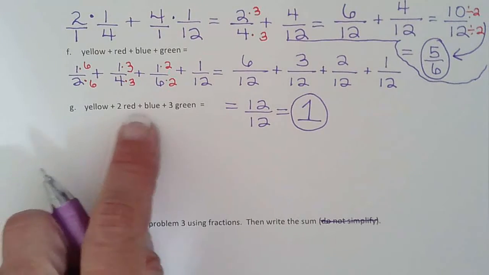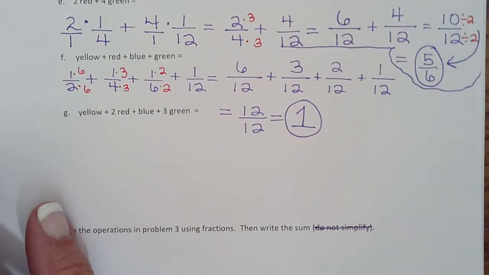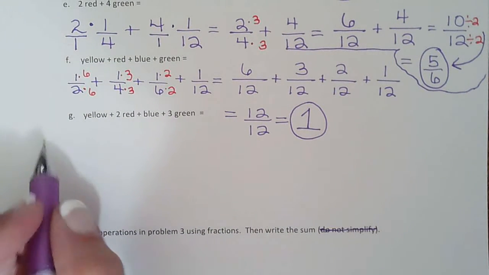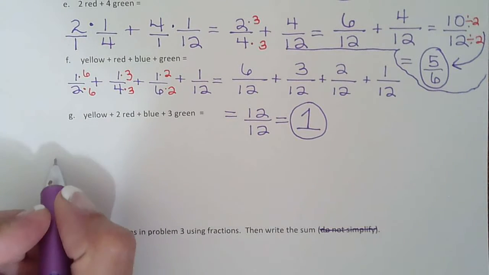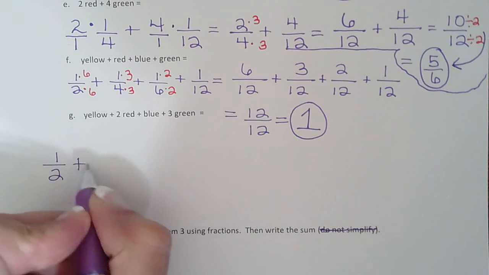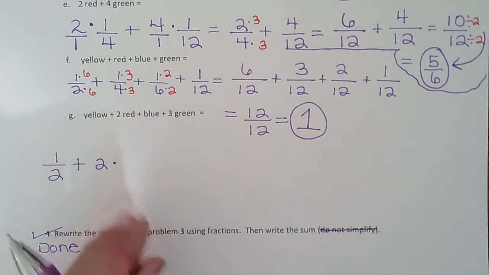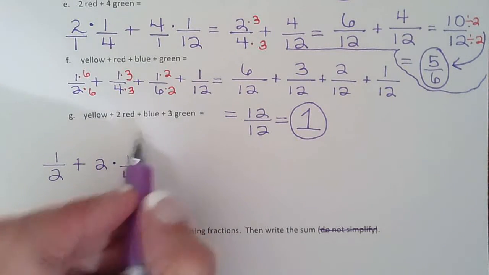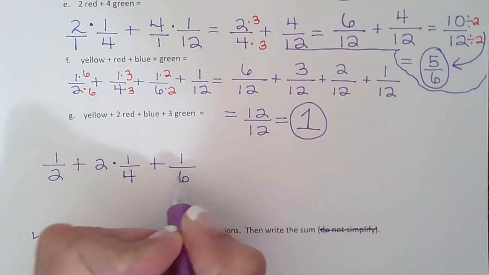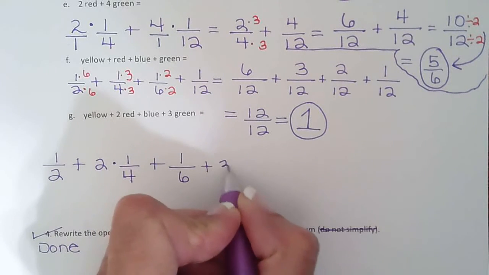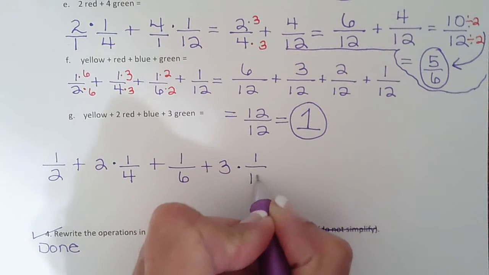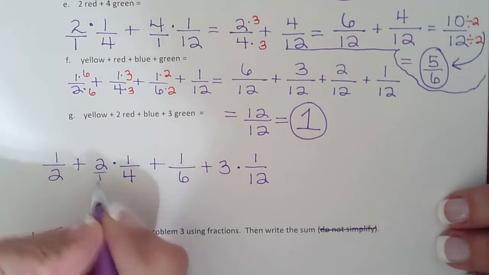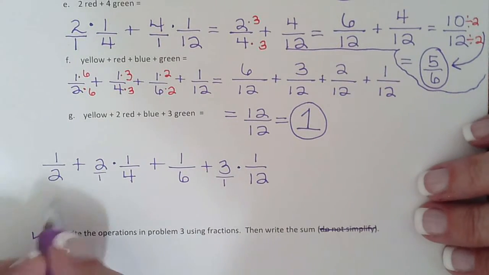Okay, if you want to try one of the multiplication ones by yourself, now would be a good time to turn off the video and try that one. If you want to just go through it with me, that's fine too. So yellow, we look above, is 1/2 plus 2 times red. Red above is 1/4 plus a blue. Blue is 1/6. And 3 greens would be 3 times 1/12. So that's what our problem looks like. And remember, these are 1.